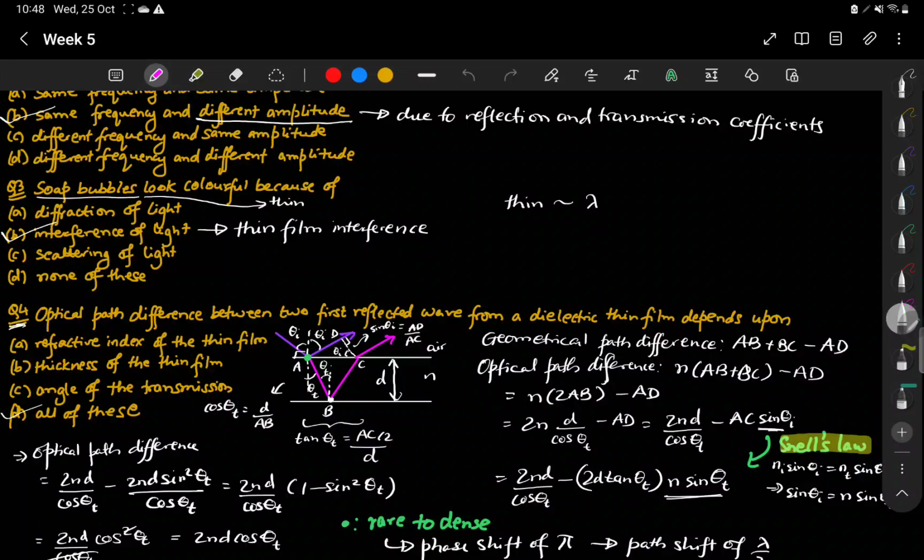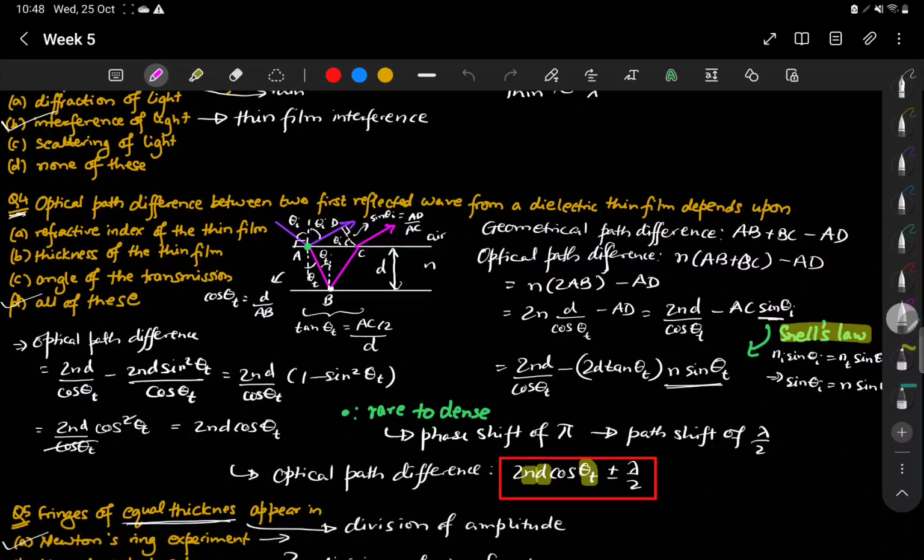Whenever we have a thin film, the optical path difference between the waves reflected from the first surface and the wave reflected from the second surface depends on the refractive index of the film, the thickness of the film, as well as the angle of transmission.